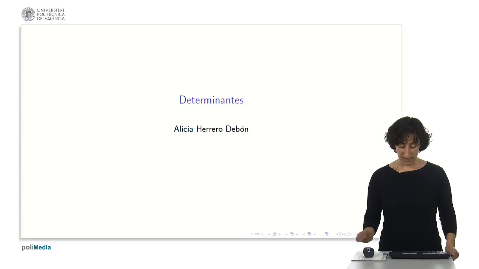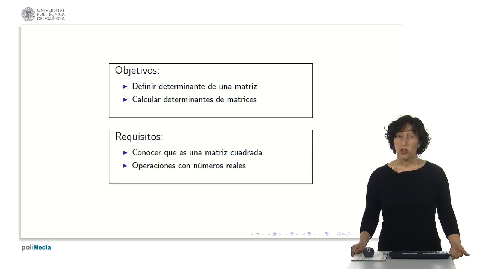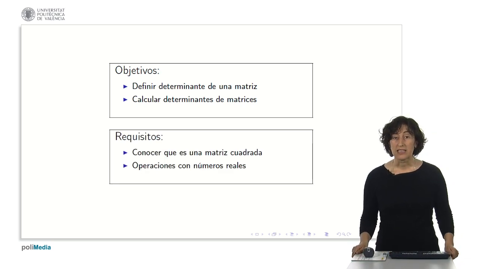In this lesson, we are going to talk about the determinants. We are going to define what the determinant of a square matrix is, and we are going to see how these determinants are calculated. You need to remember that a square matrix is a matrix that has exactly the same number of rows as columns, and how operations are carried out with real numbers to make the calculations.